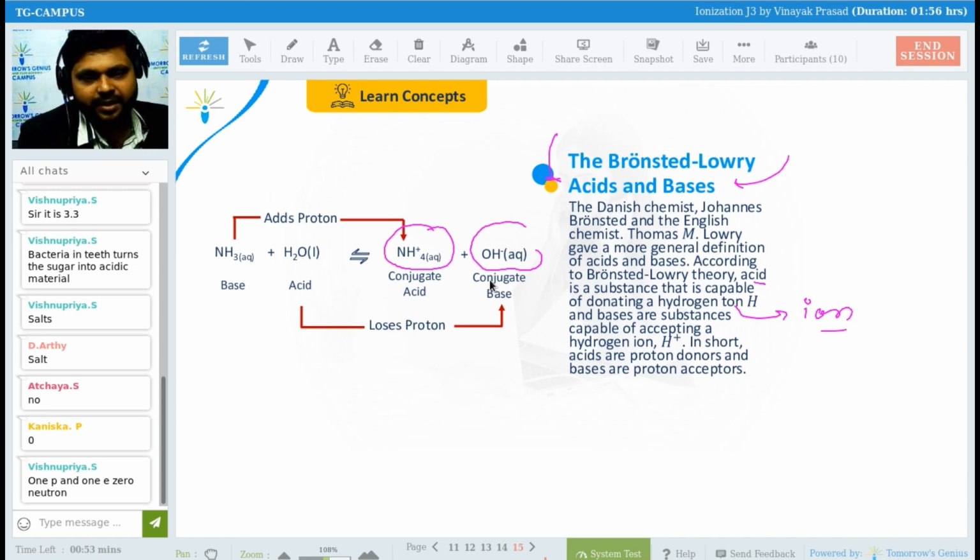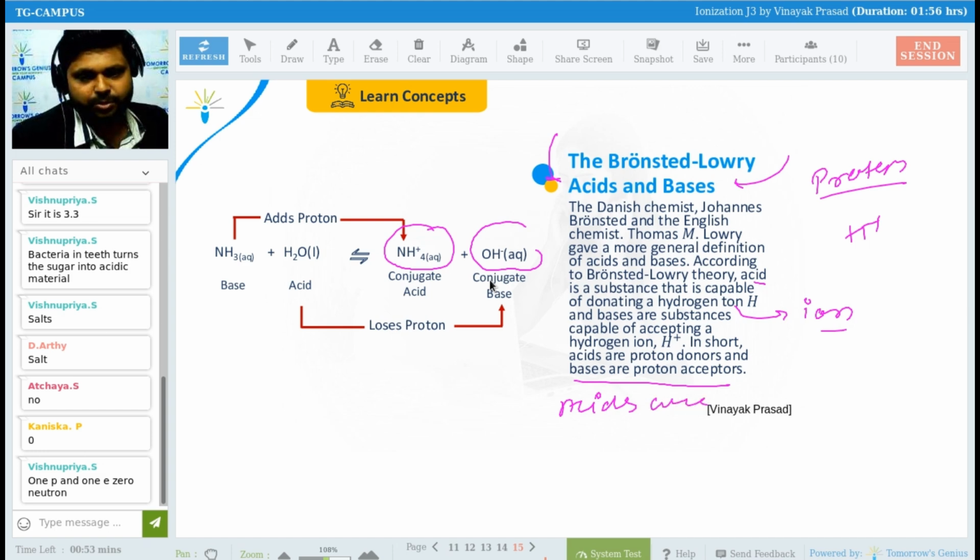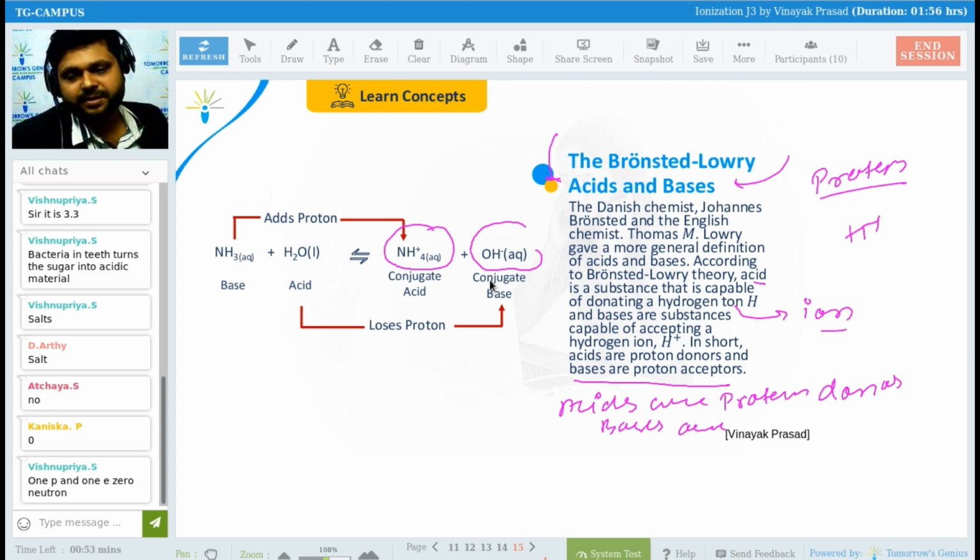Is it okay? In short, we have seen proton, that is H plus. So acids are proton donors, right? And bases are proton acceptors.